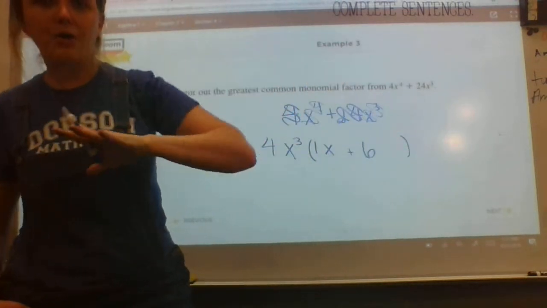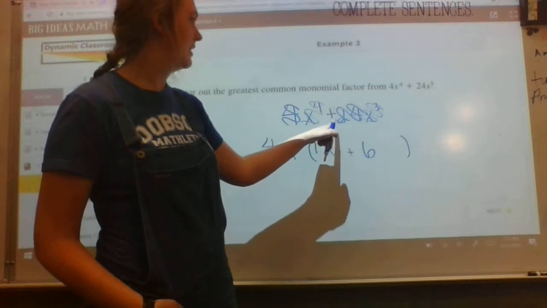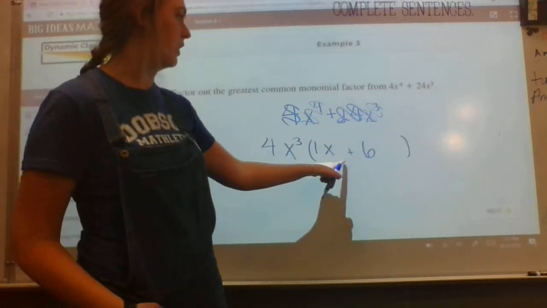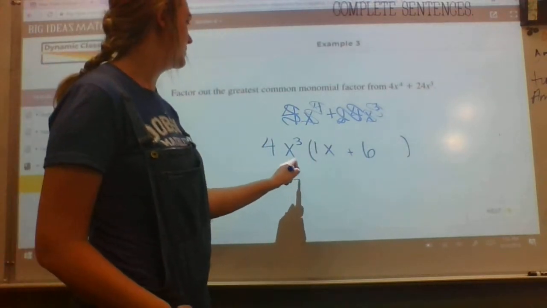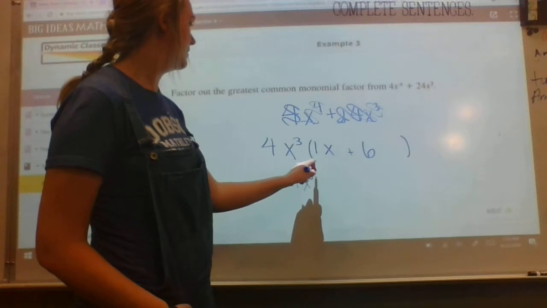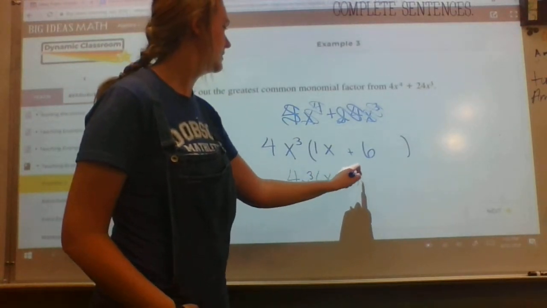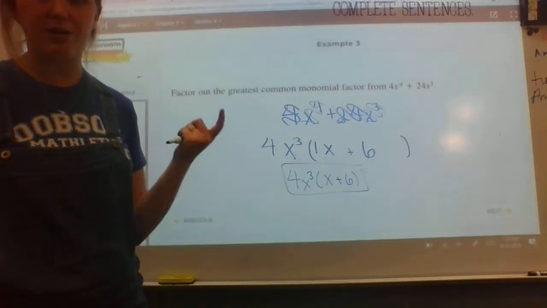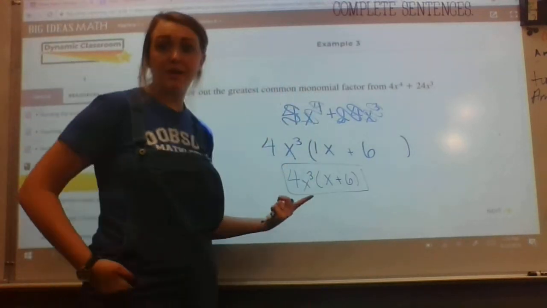I'm factoring it out. So what this is saying is that when I divide 4x to the 4th plus 24x cubed by 4x cubed, I get 1x plus 6. Okay, this looks a little sloppy, so I'm going to rewrite it for my final answer as 4x to the 3rd times (x plus 6). That's my answer. And I can check to make sure I did this right really easily by just multiplying it back in.